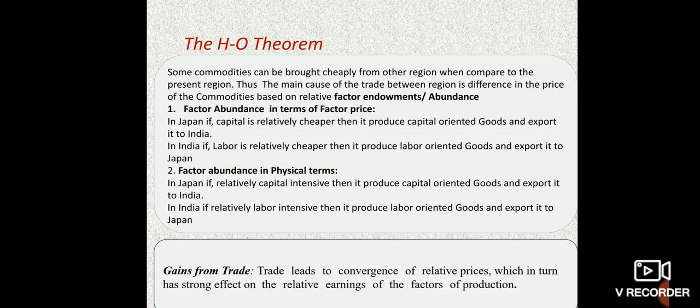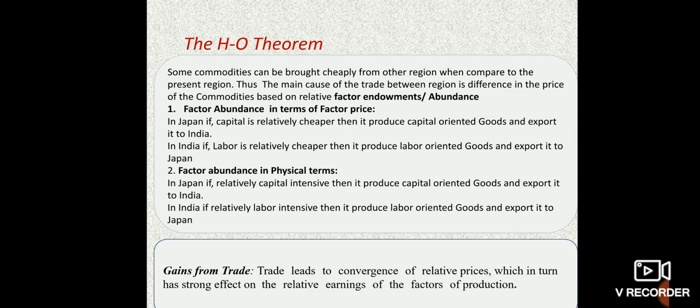So what it says is that some commodities can be bought cheaply from another region when compared to the present region. Thus, the main cause of trade between regions is the difference in the price of the commodities based on relative factor endowments or abundance. Okay. So the factor endowments or abundance, that is the relative availability of the factors, is a cause of trade.